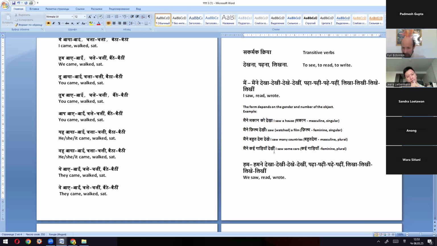मैंने मकान को देखा. मैंने फिल्म को, then again it will be देखा. When we use this ko in this kind of sentences, when we use this accusative case with the object, then the verb will always be in masculine gender. Will always be in this form, like देखा. मैंने मकान देखा. मैंने बहुत देशों को देखा. मैंने कई गाड़ियों को देखा.